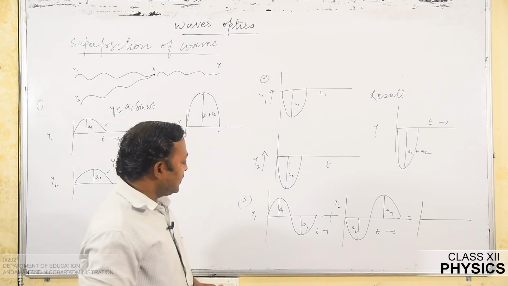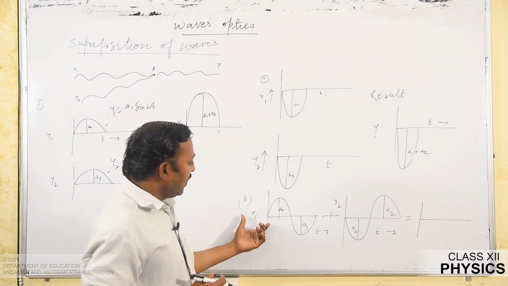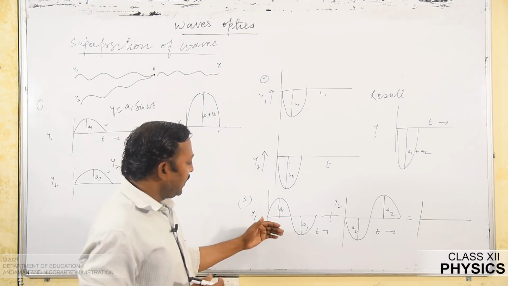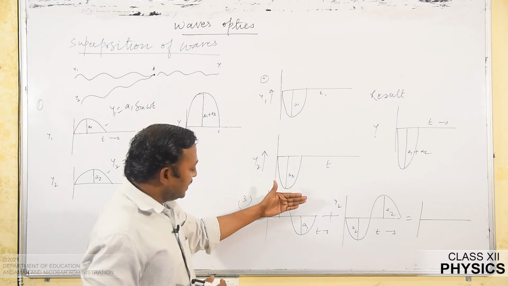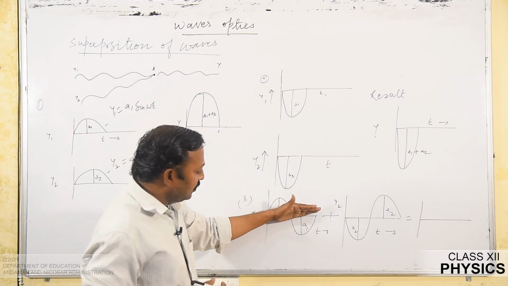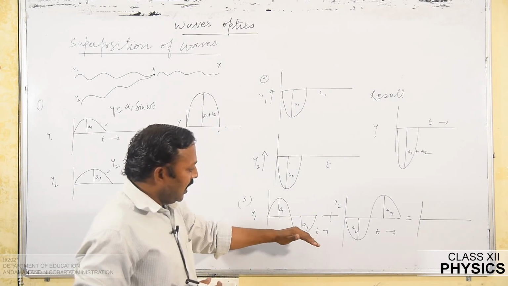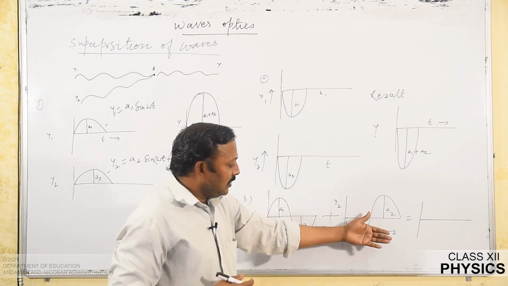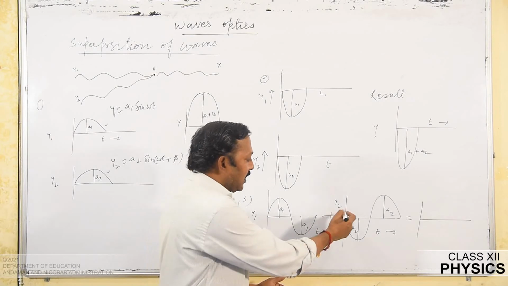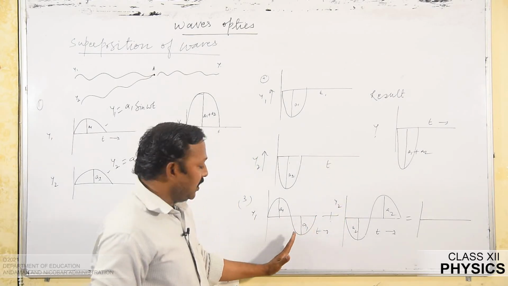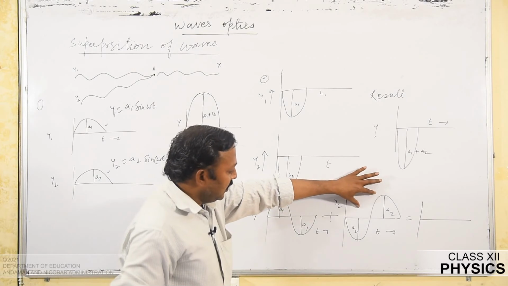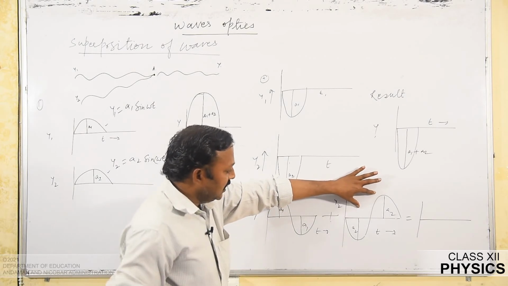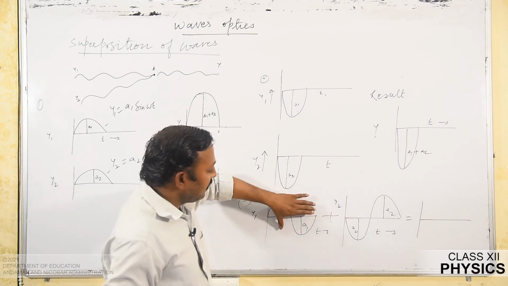Now see the third case. Here the wave graph is shown. For the first one, amplitude a1 is shown in the upward direction. For the second wave the amplitude is shown in the downward direction, and the second wave displacement in the graph is just opposite to the first one. That means the phase of the second displacement is just opposite to the phase of the first one.